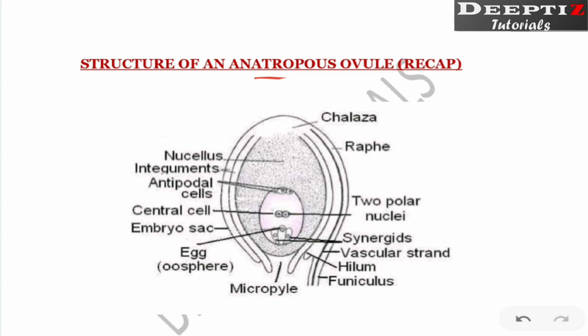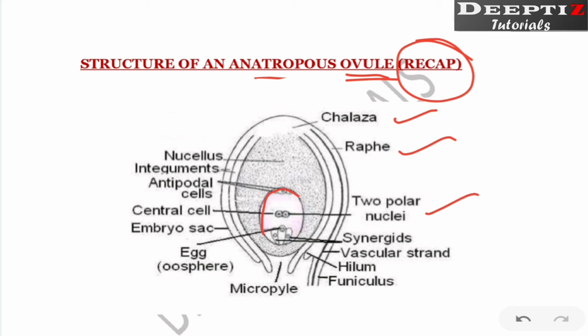We have already covered microsporogenesis and megasporogenesis, wherein we have seen the male gametophyte is the pollen grain and the female gametophyte is the embryo sac. This is just a recap of what we have already studied in terms of the ovule. This is the structure of an anatropous ovule. Just recall what is the meaning of chalaza, raphe, polar nuclei.